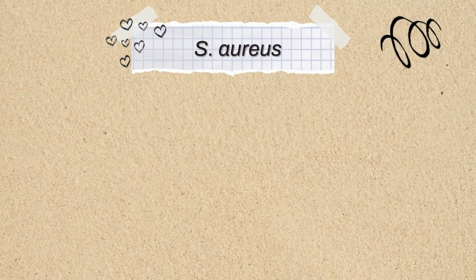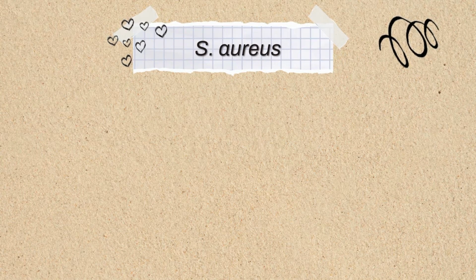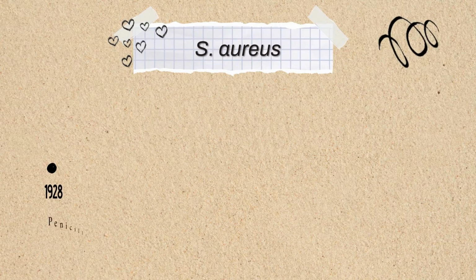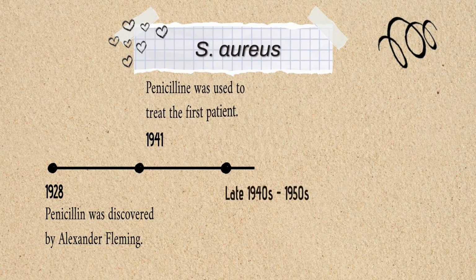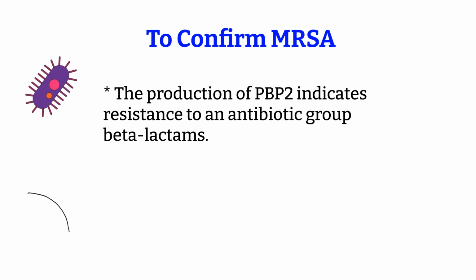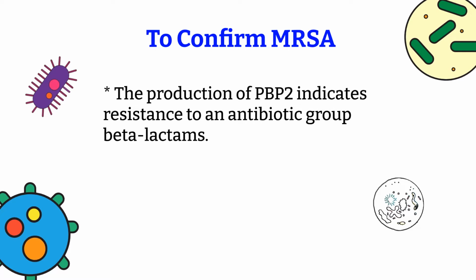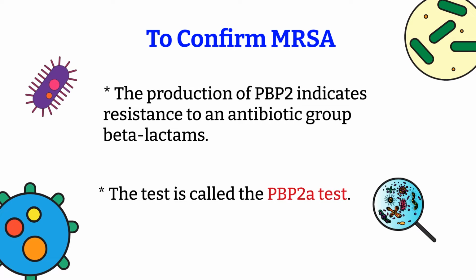Penicillin has been an effective agent in treating Staph aureus infections. However, strains resistant to penicillin, including methicillin and all other beta-lactams, have emerged, and MRSA is one of them. What tests do we perform to confirm that the patient has MRSA? Since the production of PBP2a is used to determine the resistance, the test we can use is to check for the presence or absence of PBP2a. This test is called the PBP2a test.